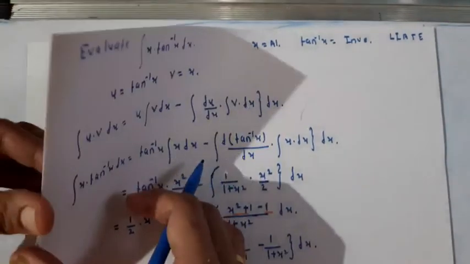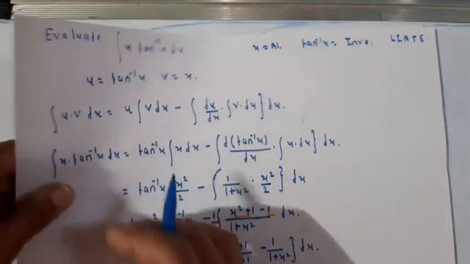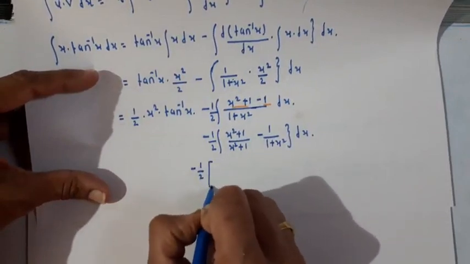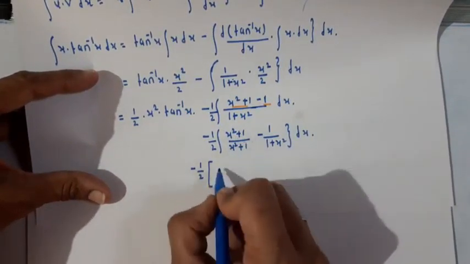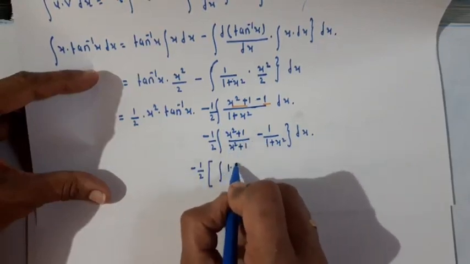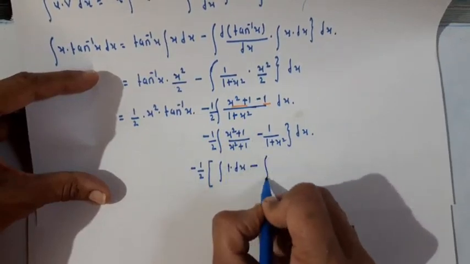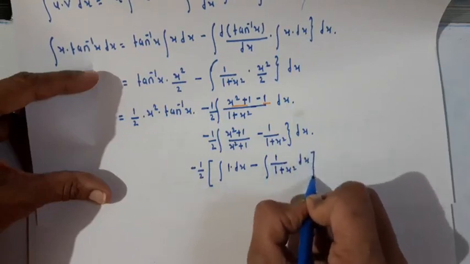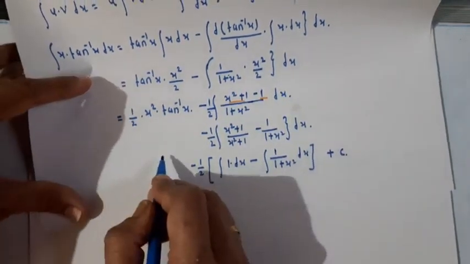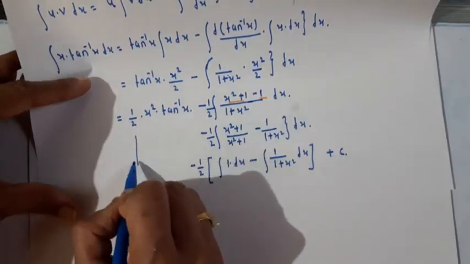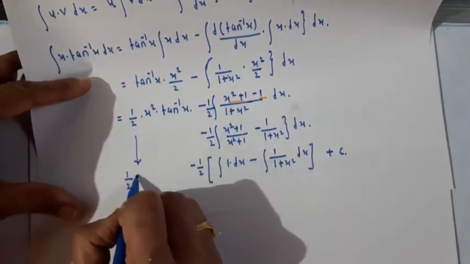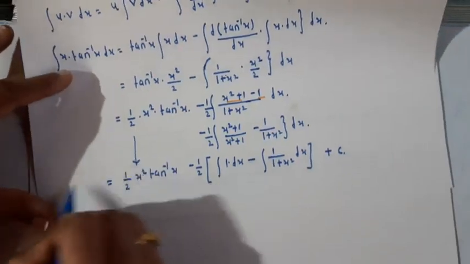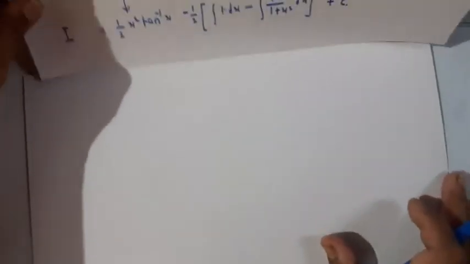And now integration of this is equal to minus 1 by 2, x square plus 1 get cancelled, and this is integration of 1 with respect to x minus integration of 1 upon 1 plus x square with respect to x, and plus constant of integration c, and this the remaining term, that is 1 by 2 x square tan inverse of x, and this is the integration I of the given integral.